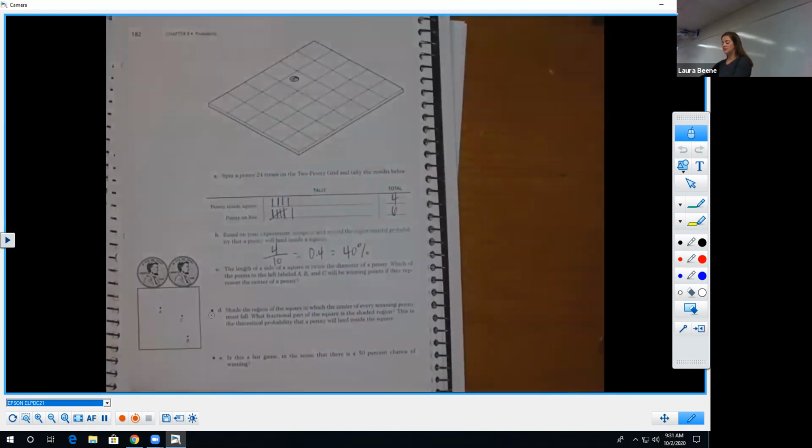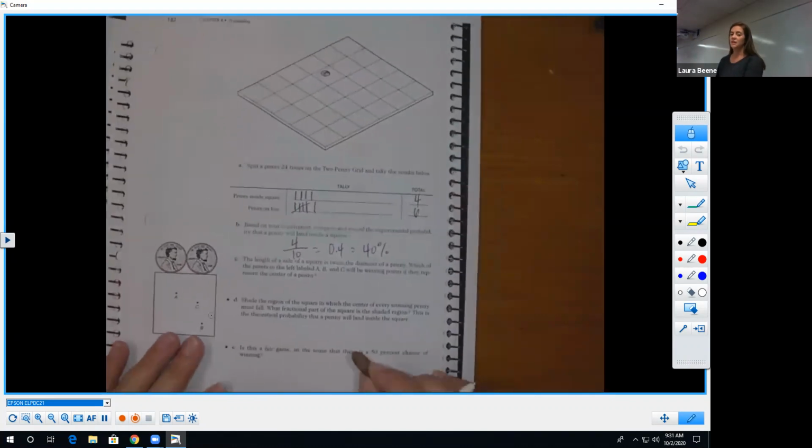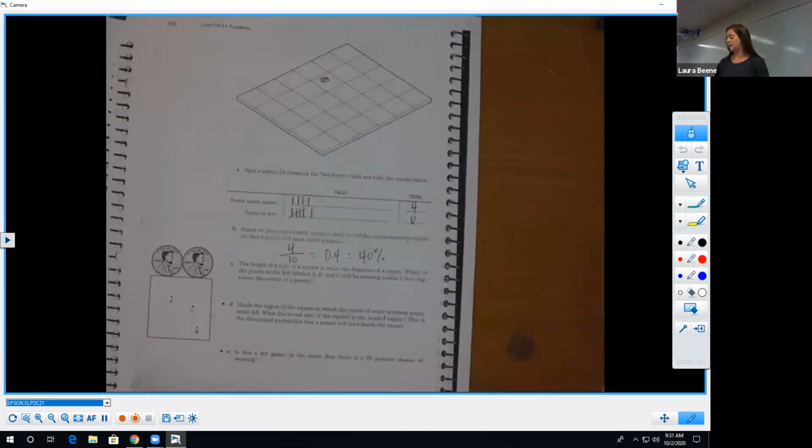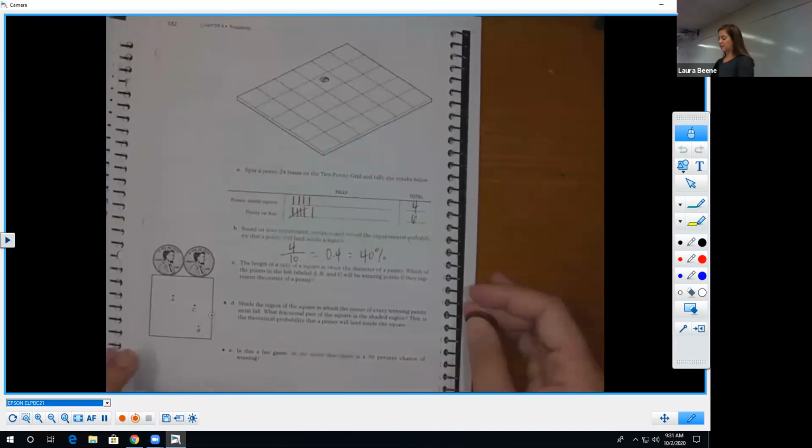Okay, so this is the part that I feel like is the most eye-opening, and I really would like for you to do this part at home. Okay, so if you can print this off and use a penny, that would be really beneficial for you to do that, but I understand that you may not have that option.